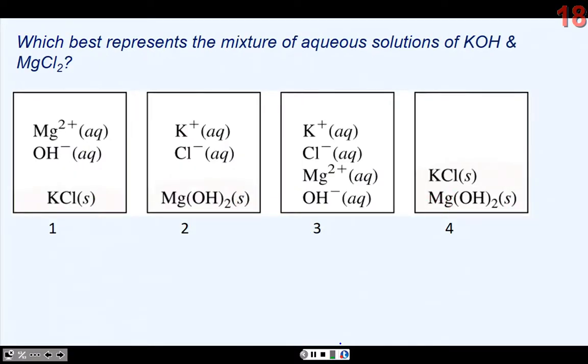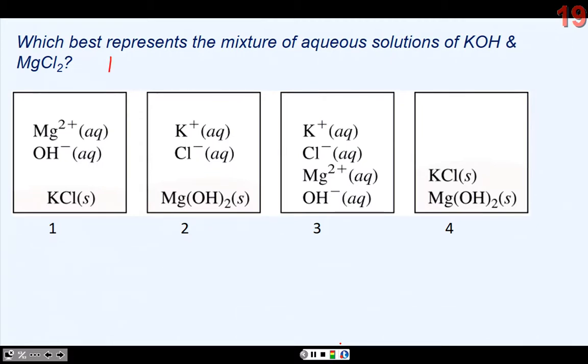Okay, here's another one. Let's see if this makes any sense to you. We have here a way of thinking about the mixtures of aqueous solutions of potassium hydroxide and magnesium chloride, and we want to make sure we understand what's going on in the solution. So picture the bluish portion at the top of the box as the aqueous part, and the gray at the bottom being a solid or a precipitate.